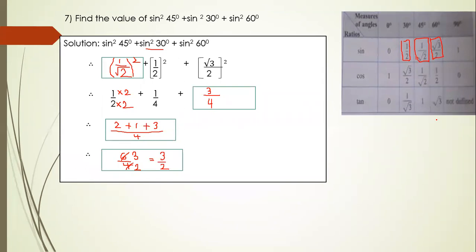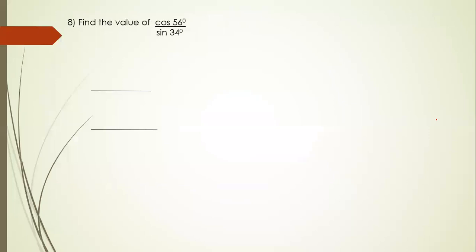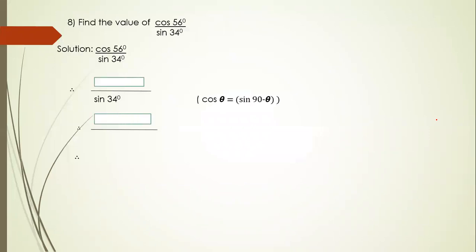Now let us move to the next sum. Find the value of cos 56 degree upon sin 34 degree. So you can see there are again 4 boxes, and half answer is already written for us and half we need to fill. Okay. So let us first understand. Find the value of cos 56 degree upon sin 34 degree. So after solving this, we have to write the value of this.